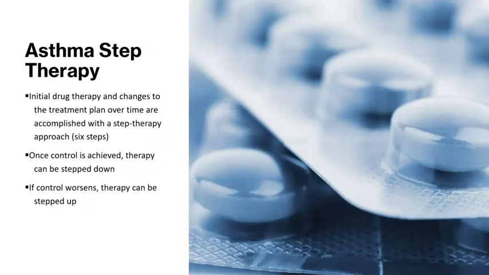Asthma step therapy. Initial drug therapy and changes to the treatment plan over time are accomplished with a step therapy that is 6 steps. Once control is achieved, therapy can be stepped back down. So remember, it's a six-step process, but it can back down with control. If control worsens, therapy can be stepped up.